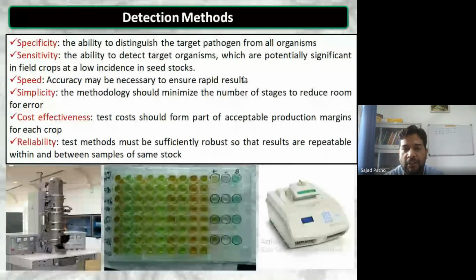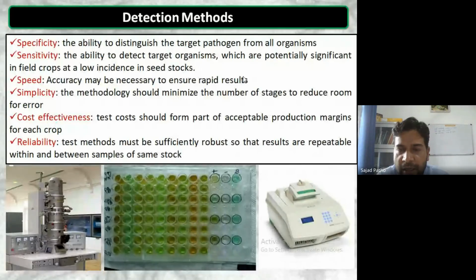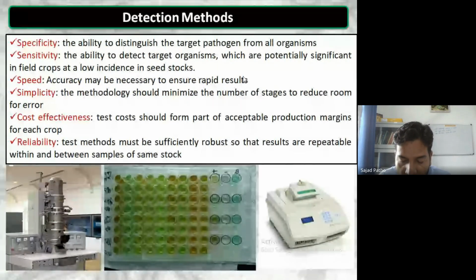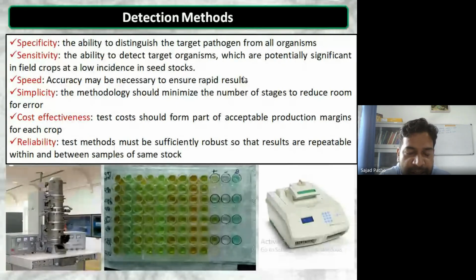Sensitivity means up to which level we can detect that virus: the ability to detect target organisms which are potentially significant in field crops or even perennial crops, even at low incidence. For example, in perennial crops like temperate fruits such as apple, peach, apricot, plum, the virus titer varies with respect to the temperature. In spring, the virus titer, meaning the concentration of the virus, is very high, and some methods, for example ELISA, can detect it.